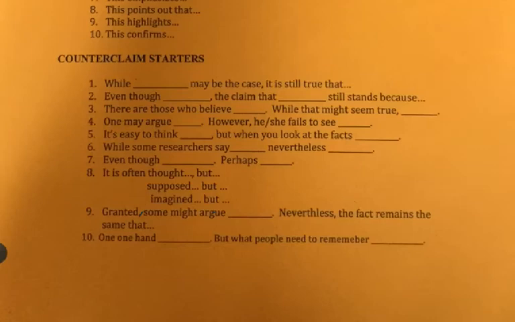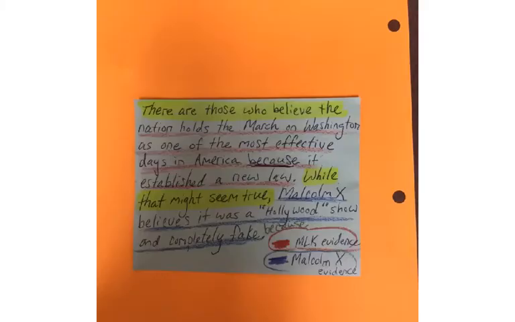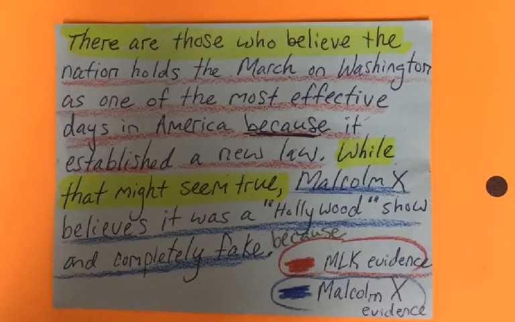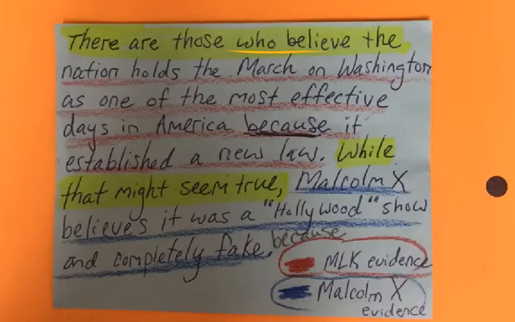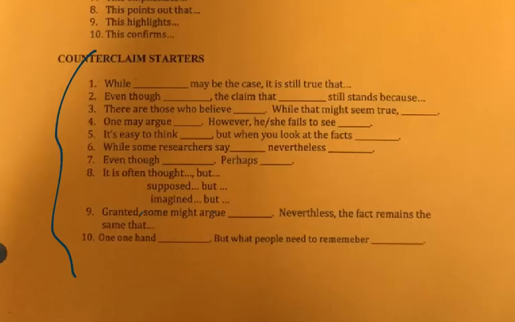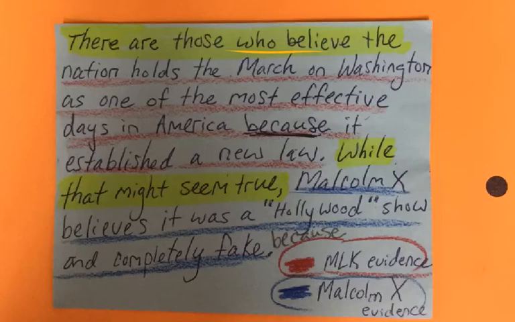All right, so let's take a look at one that I wrote for Malcolm X and Martin Luther King. So in yellow, I put my starter, okay? The starters are these things right here that are already written for you. I used, there are those who believe. So if you go over here, there it is. It looks like I'm using number 3. There are those who believe. So in yellow, you can see my starter.